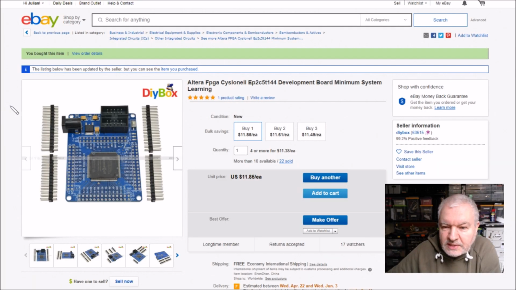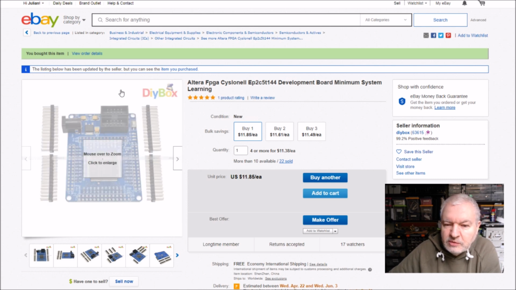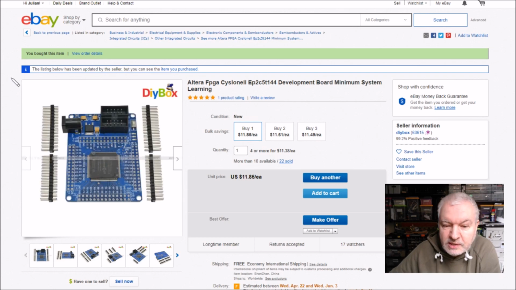So this is the item. It is the Altera FPGA Cyclone 2. And then that's the part number. And it calls it a development board, but there's not much on it. You can get some of these where you get the little programmer which plugs into one of these sockets, which is the USB blaster JTAG programmer. I didn't get that, and I will need a JTAG programmer, so I can't do much with this until I buy that. You can buy them on their own. $11.85. I got this one free shipping from DIY Box.